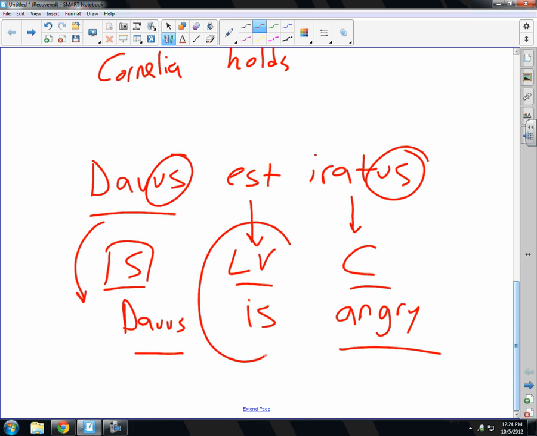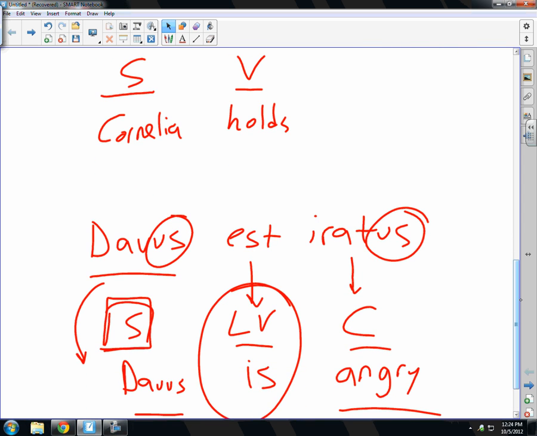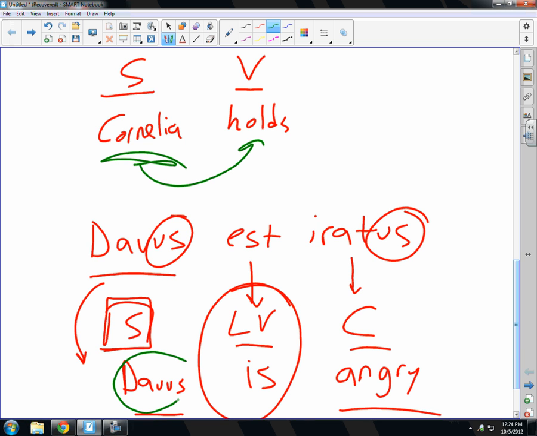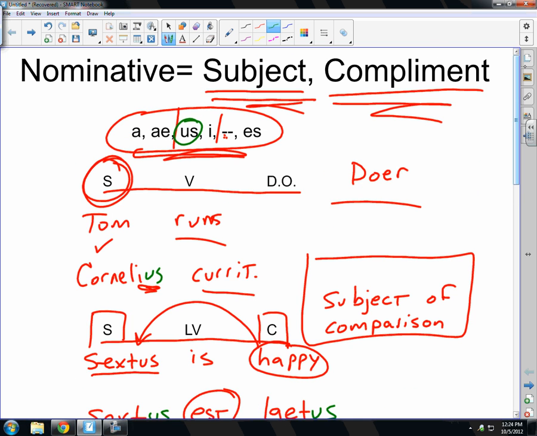Complements are associated with linking verbs. Subjects are associated with every single sentence that we have. There's going to be a subject. The subject is either going to be the doer of the action, like Cornelia is right here. She's doing the holding. Or they're going to be the subject of the comparison, like Davus is here. So hopefully that helps us out understanding what a subject and what a complement are. And those nominative endings are going to lead you to placing a word in English to a subject or a complement.